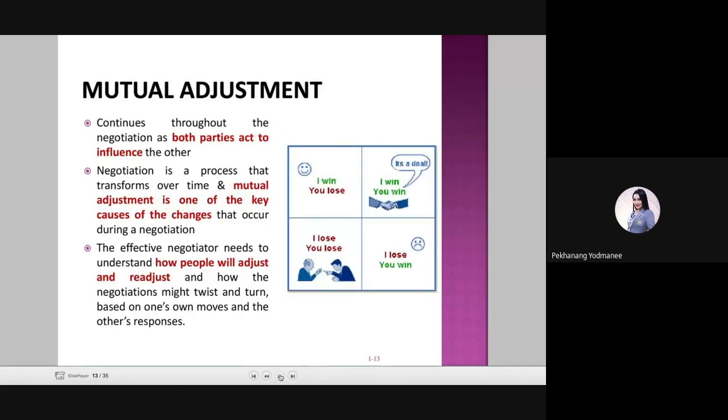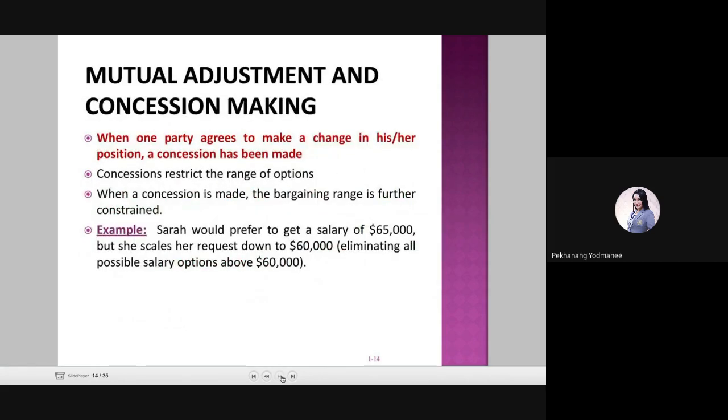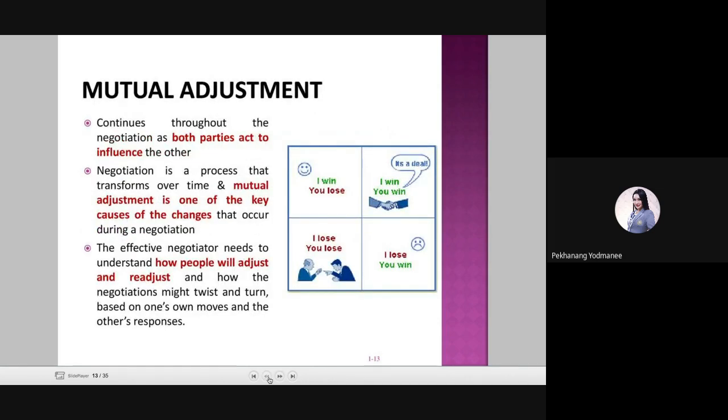Okay, guys, so look at mutual adjustment. And next, mutual adjustment and concession making.